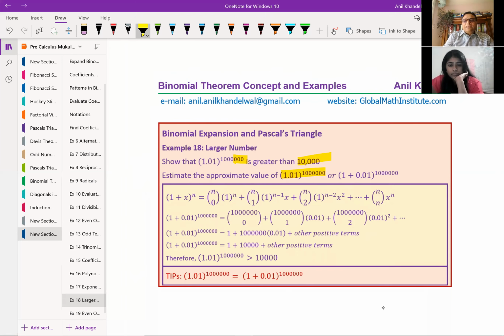We write it as a binomial, 1 plus 0.01, and now we have an exponent. We'll just do the first three terms and forget about the rest. Leave the million aside. The first term is 1. The second term is actually 10,000. Even leaving the other terms, we just want to prove it is greater than 10,000. We get 1 plus 10,000 as a result, and the other terms are positive, so it is greater. We have done our job.